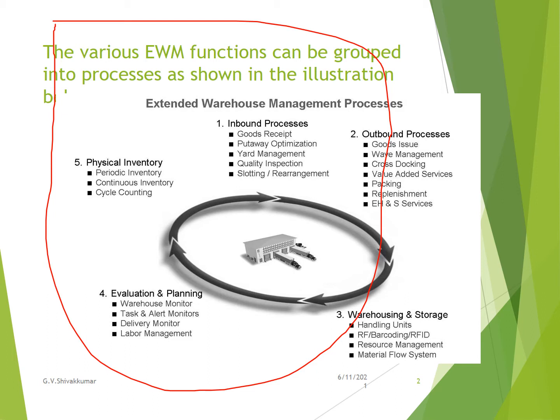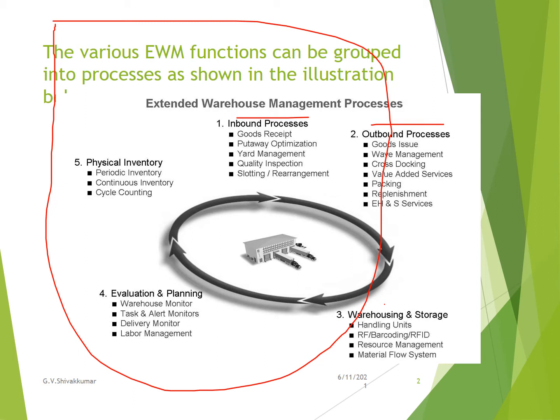As a part of extended warehouse management, we have to segregate the topics into the inbound process, then the outbound process, warehousing and storage, then evaluation and planning, and the fifth one is physical inventory. As a refresh, in the inbound process we have goods receipt, putaway optimization, yard management, quality inspection, slotting and rearrangement.